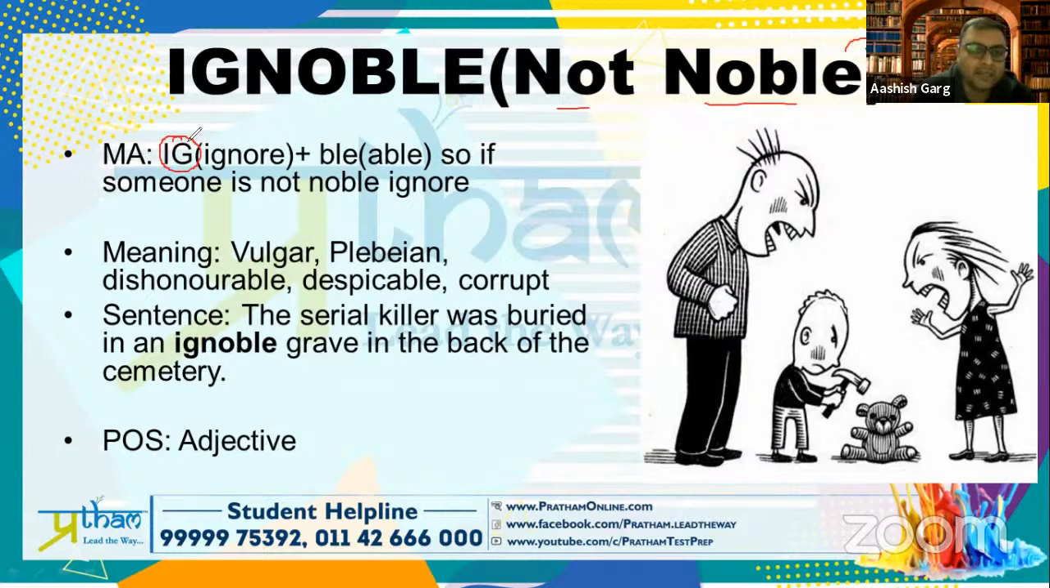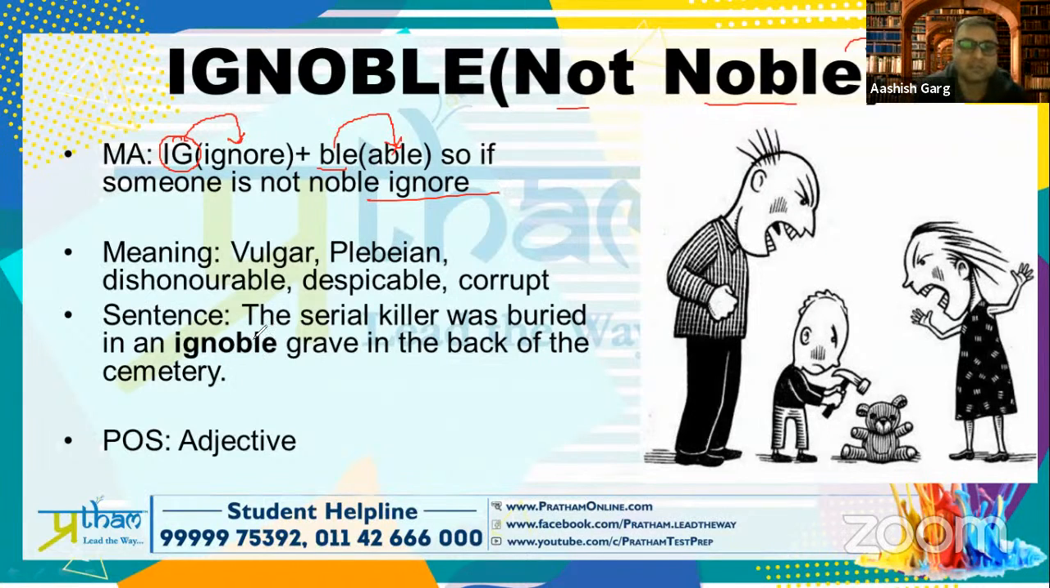So the mnemonic it is ig relates to ignore, and bil is related to able. So if someone is not noble, just ignore that particular person. There's no need to be in touch with such people who spread hatred, right? Life is too short, right, to think about such things. Just smile every day and just enjoy, because life is beautiful.